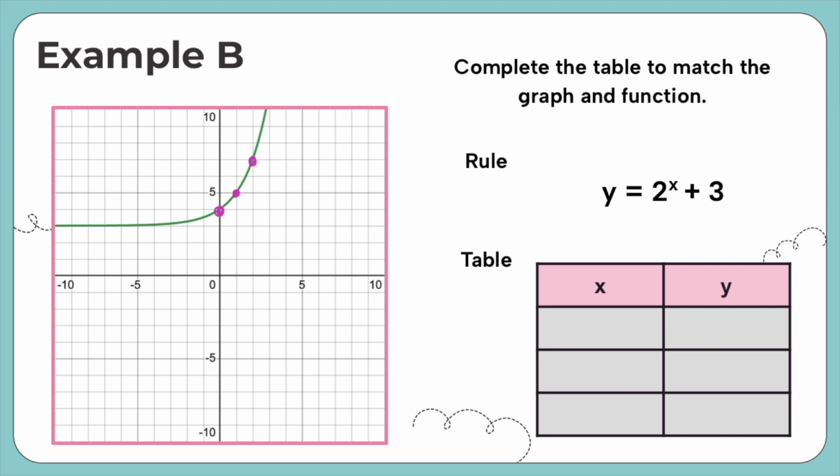But if my table's not here, I'm going to have to pick numbers and plug them in. So I'm going to pick 0 in this case and 1 and 2. But you can pick whatever numbers you want. Again, this graph goes up to 10 and -10, so you probably don't want to pick x values that are more than that, or they won't be on the graph. If you don't have the graph, you're going to have to substitute in your x value.